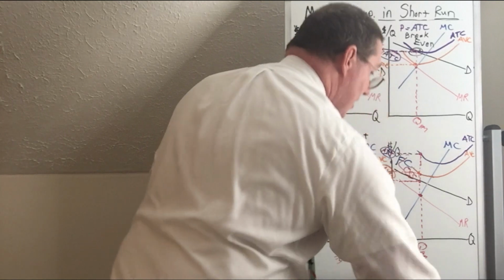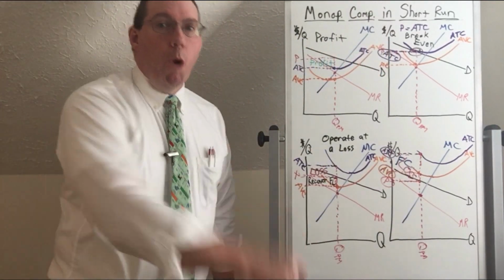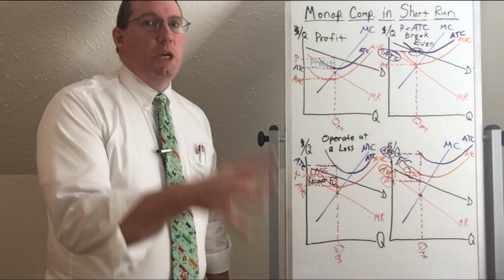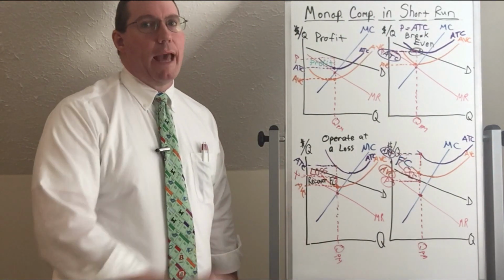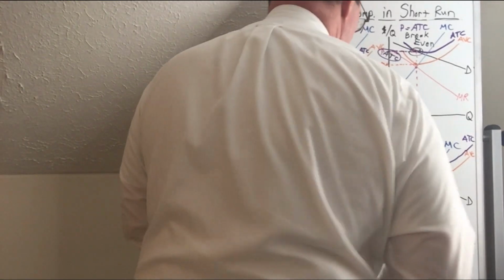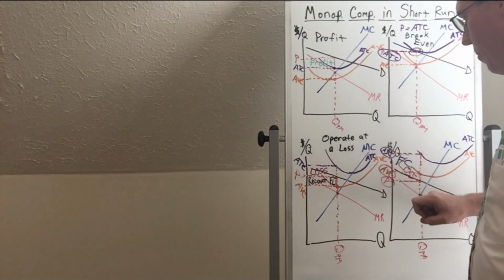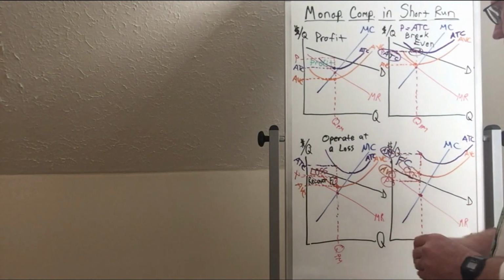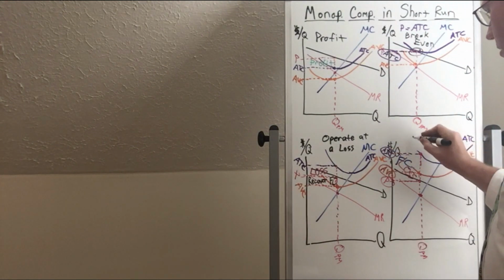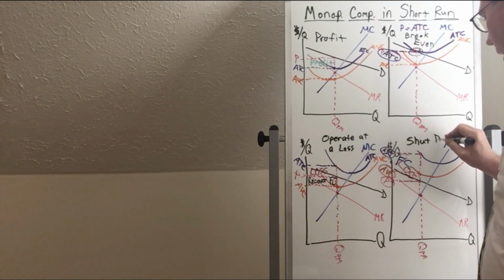And therefore, if we continue to do business, we will lose more money than if we shut down and only pay our fixed costs. And therefore, that means that in this circumstance, because average total cost is greater than average variable cost and average variable cost is greater than price, this monopolistic competitor should shut down.